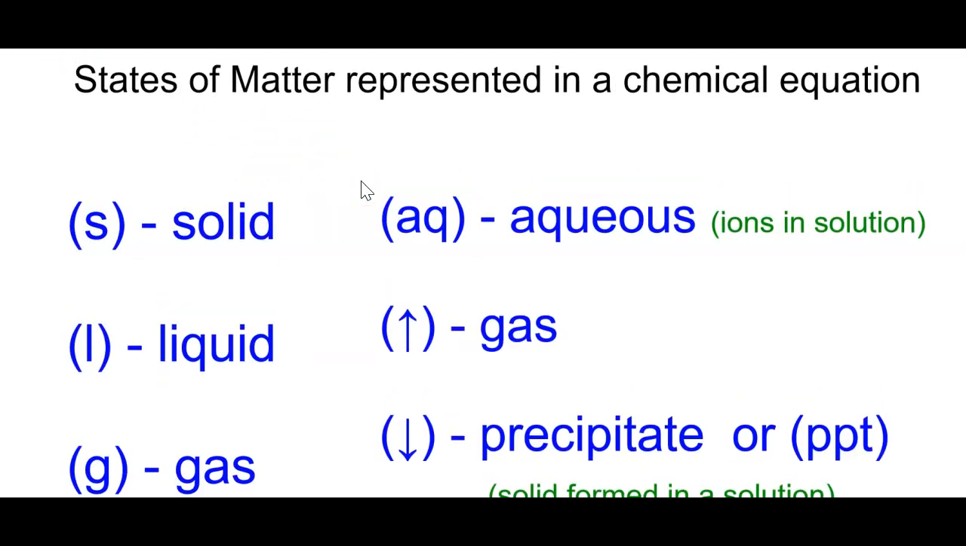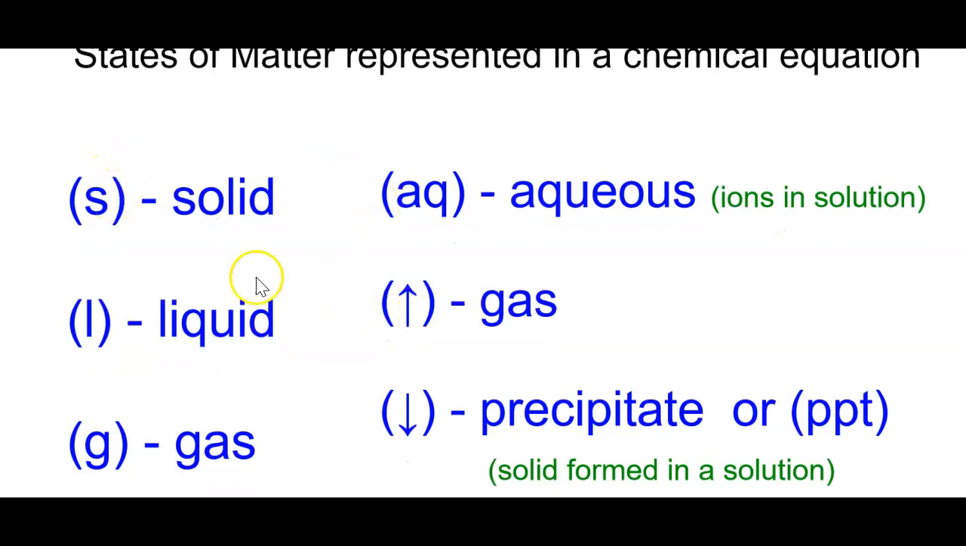States of matter represented by a chemical equation. So you're going to see these things potentially at the end of a chemical formula. Okay. Notice that we have solid, liquid, gas. Gas can also be an arrow pointing up. Aqueous, that's pronounced aqueous. Most people pronounce it aqueous. Ions in solution. So that's a plus or a minus that is dissolved in solution.